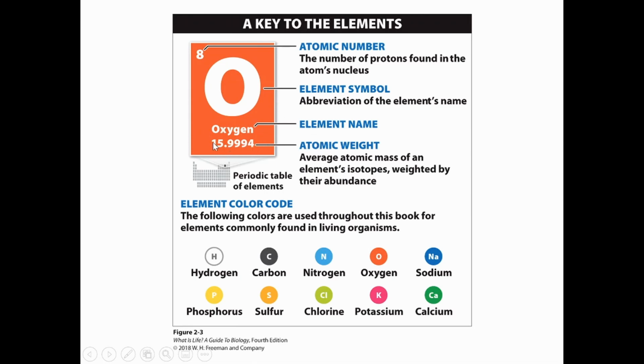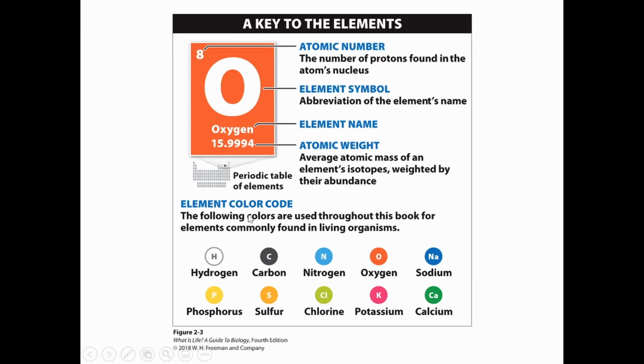The atomic weight looks a little weird because it's 15.9994. Like, why do we have this weird decimal? Because this number is an average mass. It's an average mass of all the isotopes. We'll talk a little bit about what isotopes are. But we're basically looking at what's the average mass of all the different oxygens that are out there.